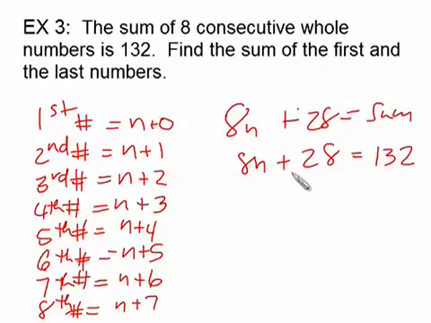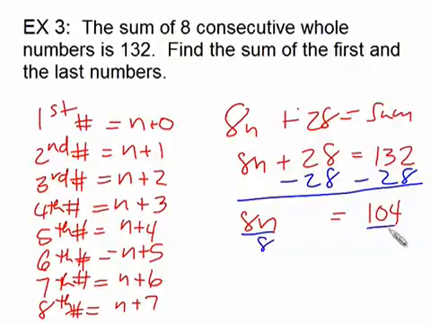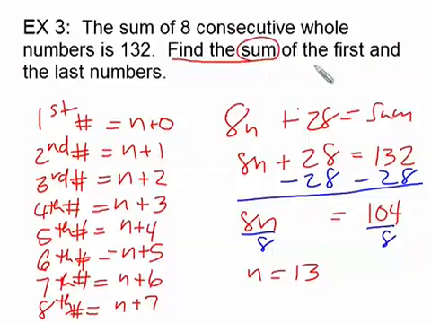So to solve this equation, I'm going to start by subtracting 28 from both sides. This will leave me with 8n is 104. Then the next step is divide both sides by 8, leaving us with n is 13. So if we look back, n is our first number. You have to look carefully at the question. It says find the sum of the first and the last numbers.